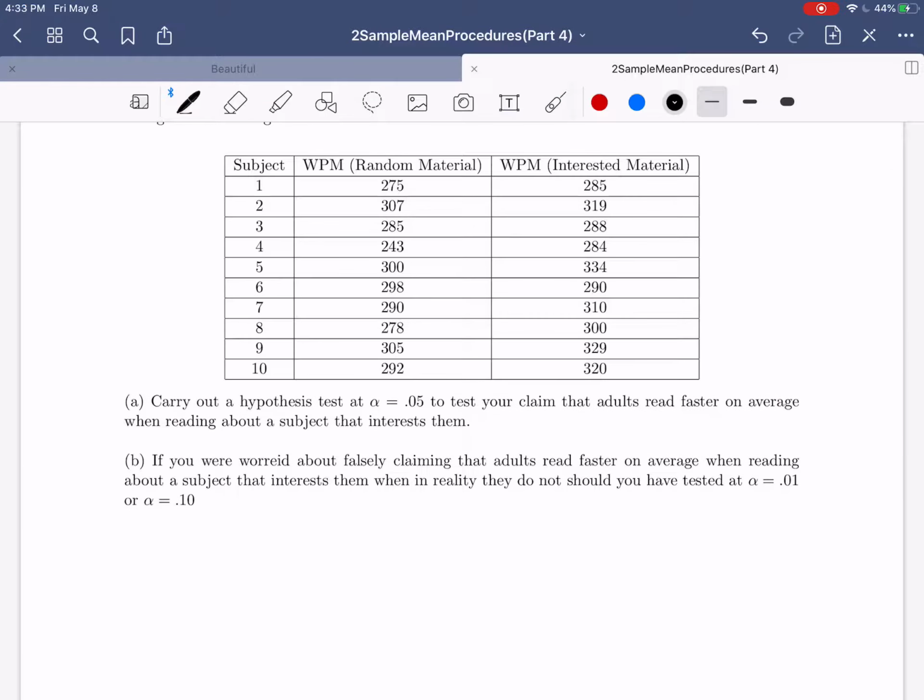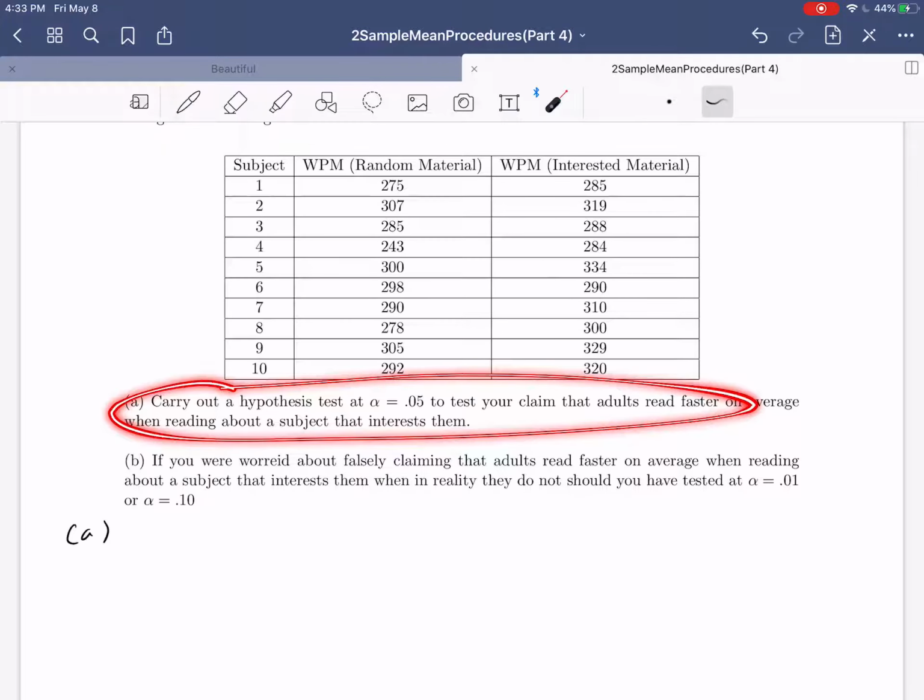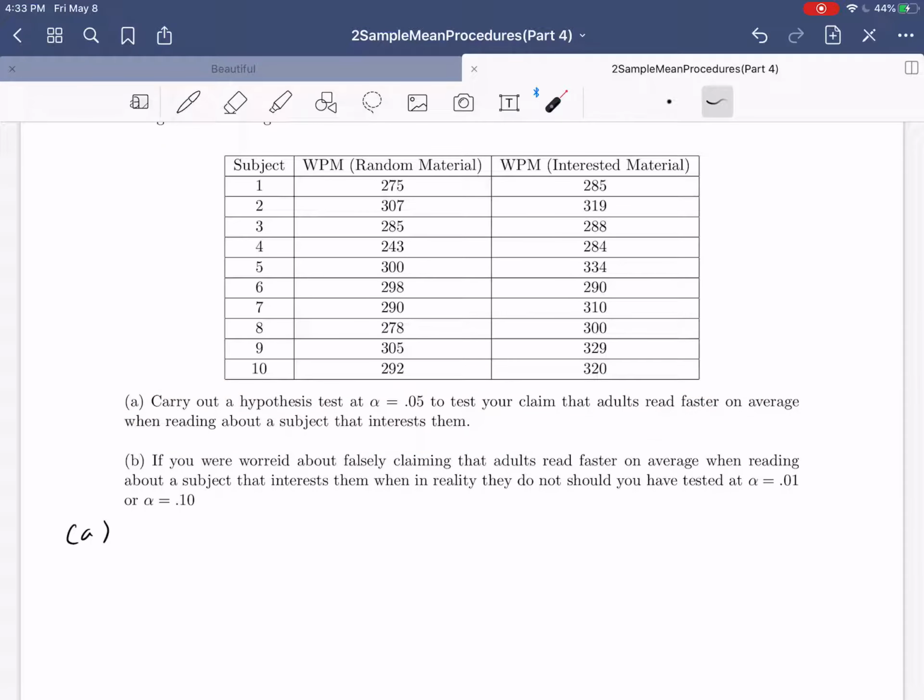So, of course, as we know, when we're starting to do one of these hypothesis tests, the first thing we have to do is figure out what sort of analysis we should do. Well, if we look at this here, we have these 10 subjects, and we tested them twice. Once with the random material and once with the interested material. And we're trying to see, was there a difference between what happened when they were interested versus what happened when it was just random? All of that indicates that this is going to be a matched pairs hypothesis test.